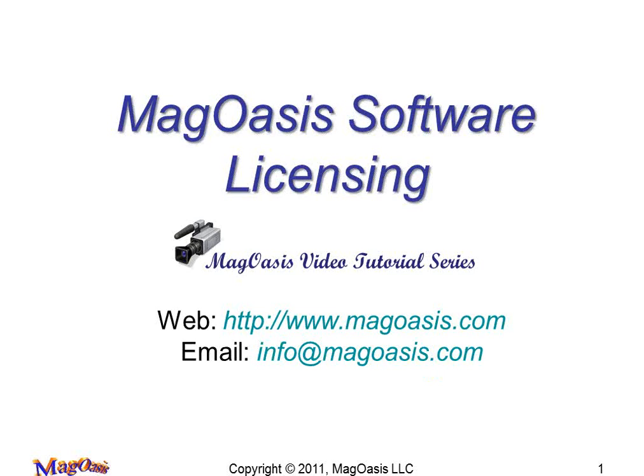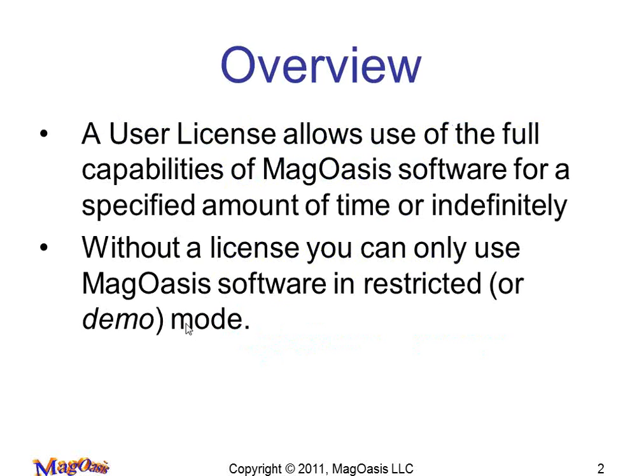In order to use the full capabilities of a MagOasis software product, you need a user license. Without one, you will only be able to use the program in its demonstration or demo mode. This is a restricted mode that allows you to create and edit a design file, but does not allow you to save the design to an external file or to run a calculation on it.